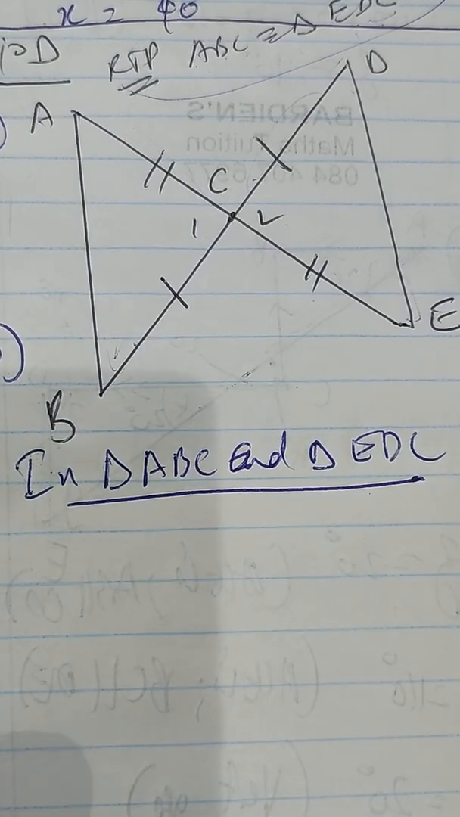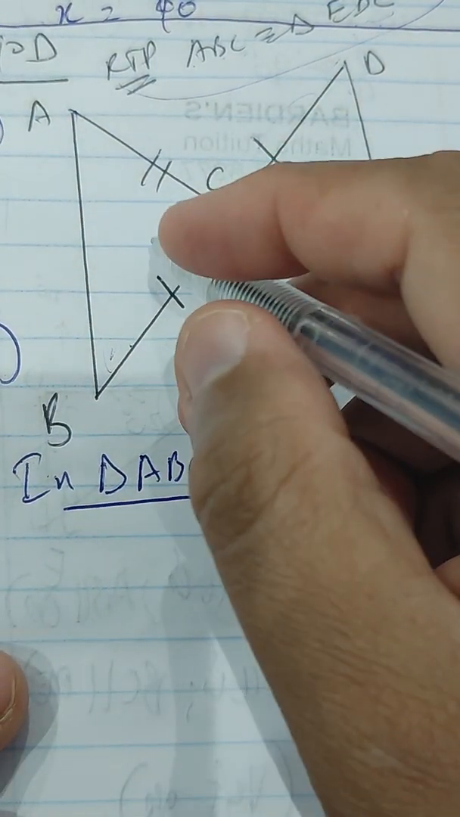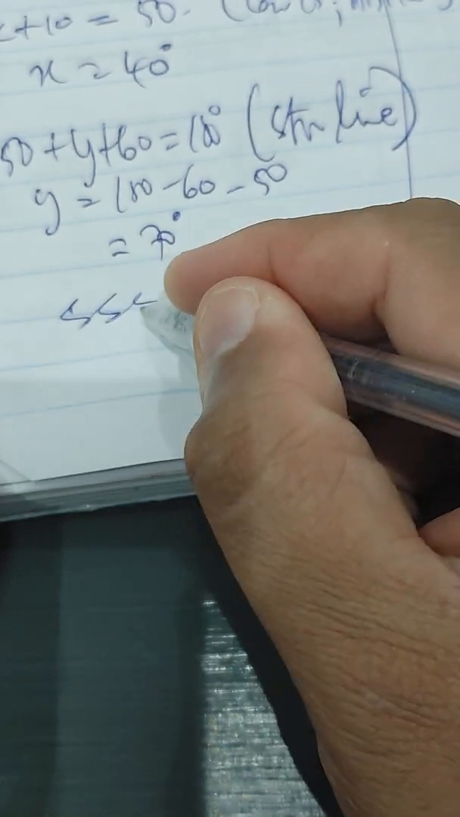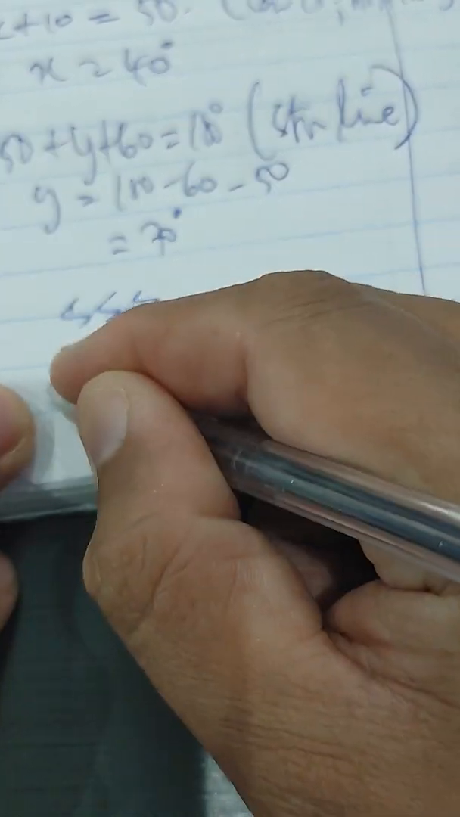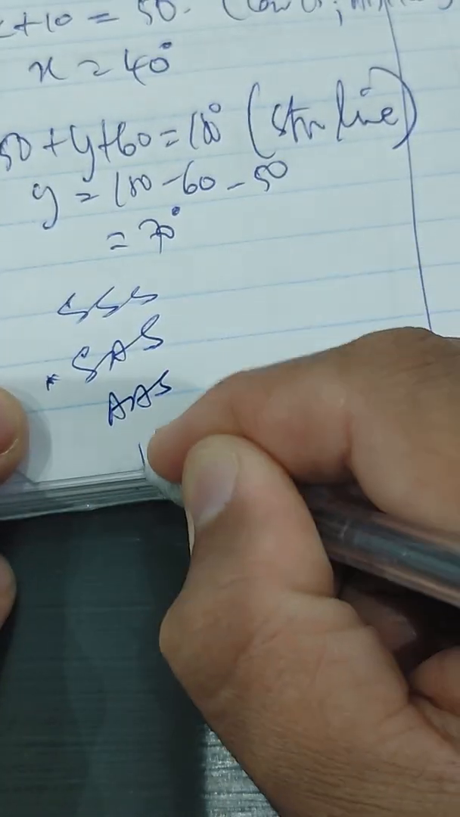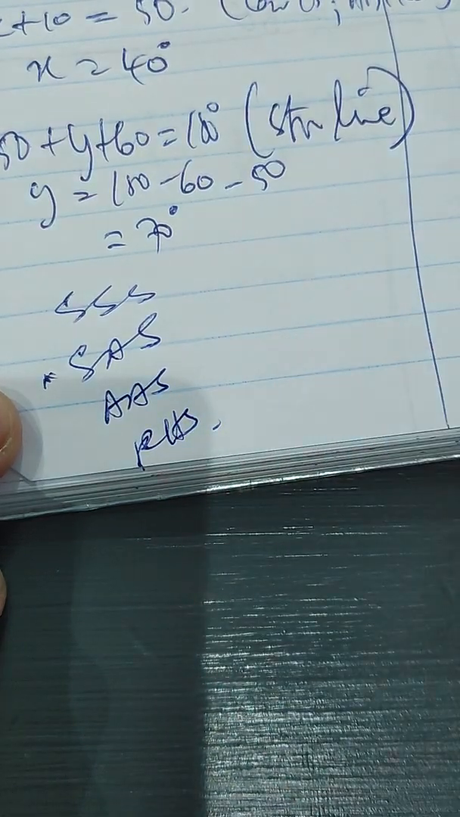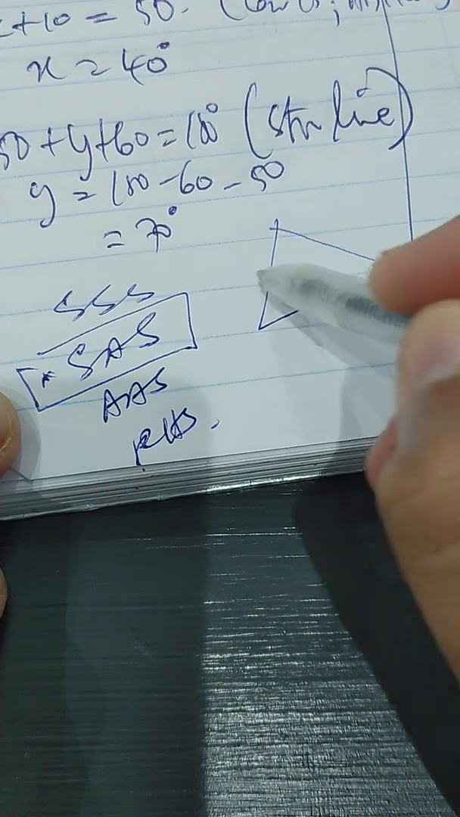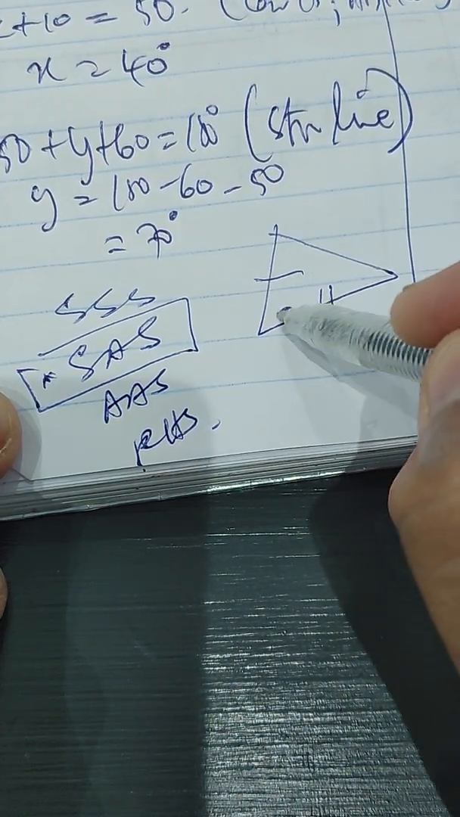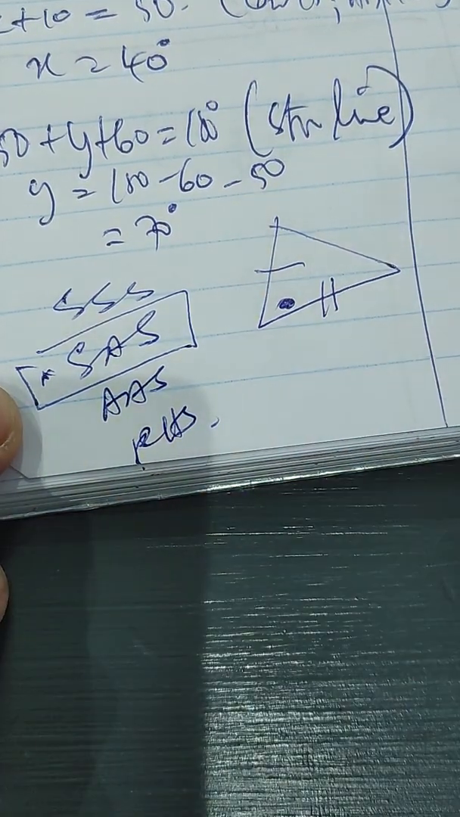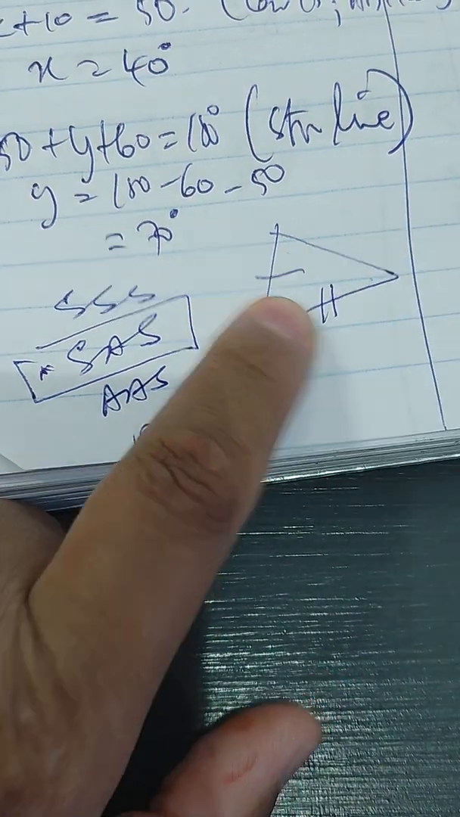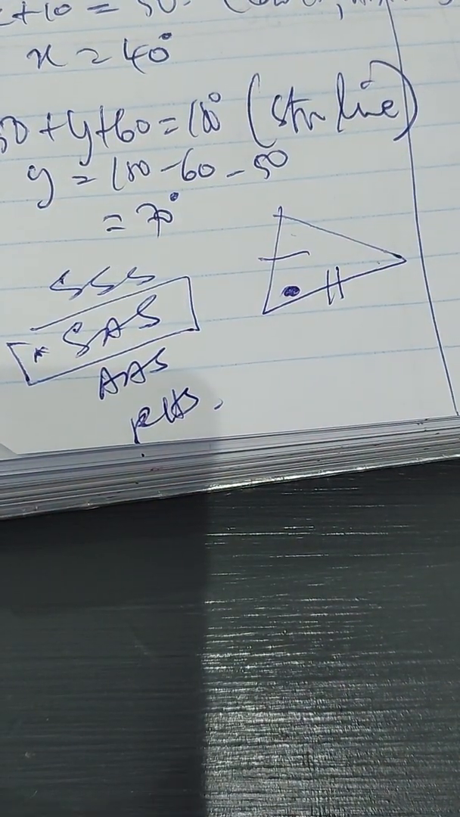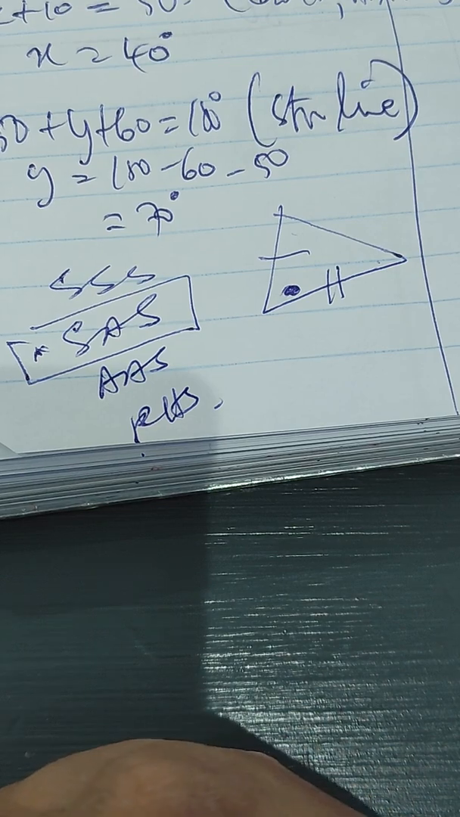So let's go with it. To prove congruence, it is going to be one of these: side, side, side; side, angle, side; angle, angle, side; or RHS, right angle, hypotenuse, side. If we use side, angle, side, it must be an included angle, which means if you know those two sides, it must be the angle between them. If we don't have that angle and we have any other angle, it's not enough information to conclude congruency.